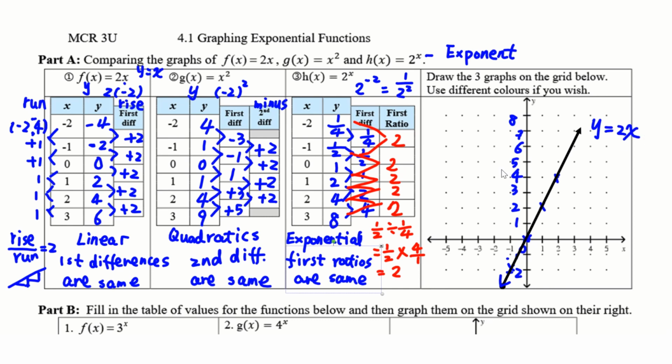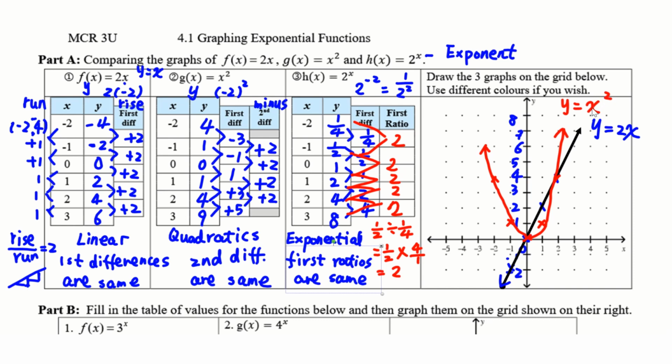Then we are going to graph the next one, y equals x squared. So -2, 4, -1, 1, 0, 0, 1, 1, 2 squared is 4. So we have this U shape. This is y equals x squared.